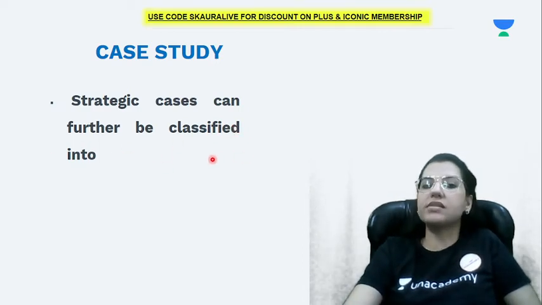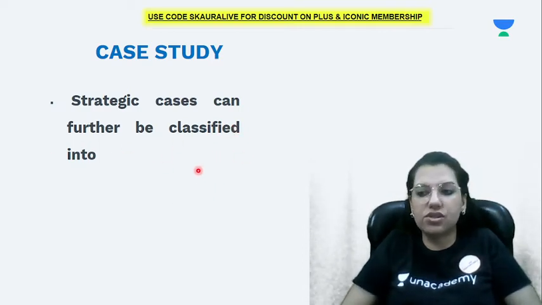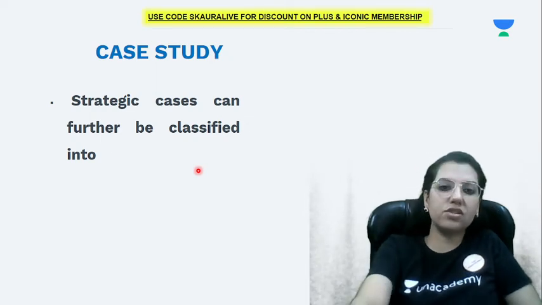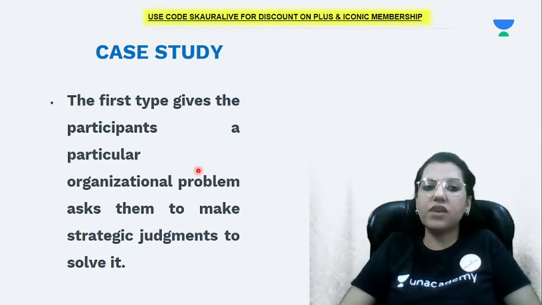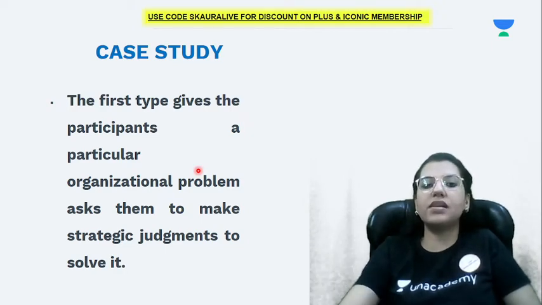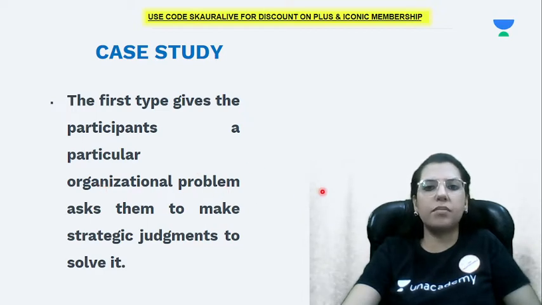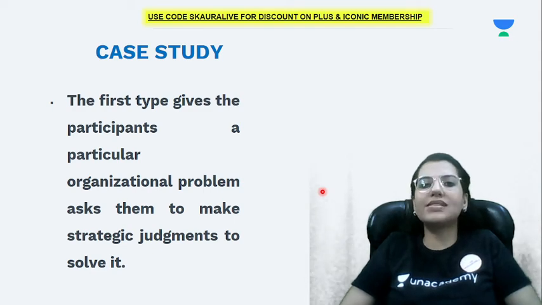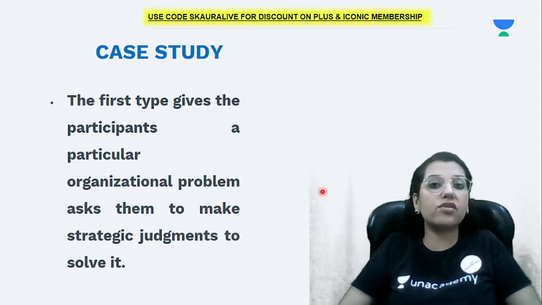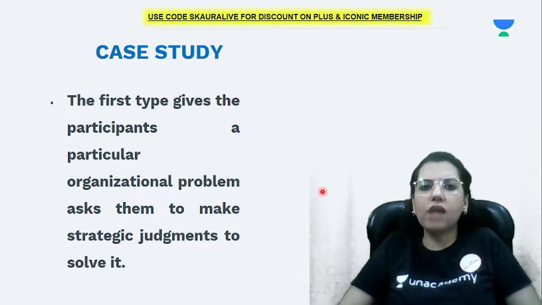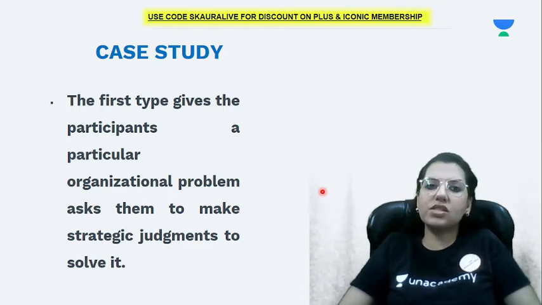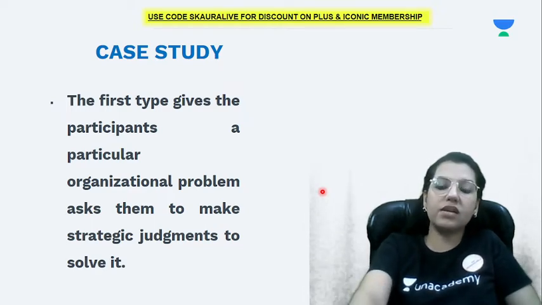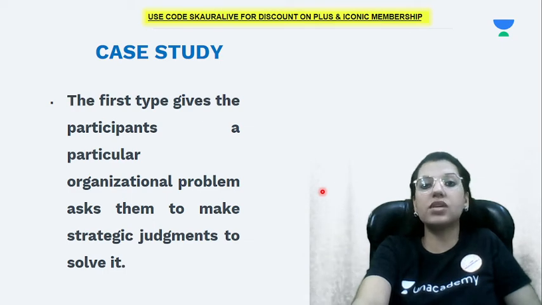So strategic cases, if I further elaborate, can be classified into types. The first type gives the participant a particular organizational problem, and you'll be asked to make some strategic judgment to solve it. Maybe a deadlock, maybe a situation that is difficult to solve. This is what comes under strategic management or strategic case studies.